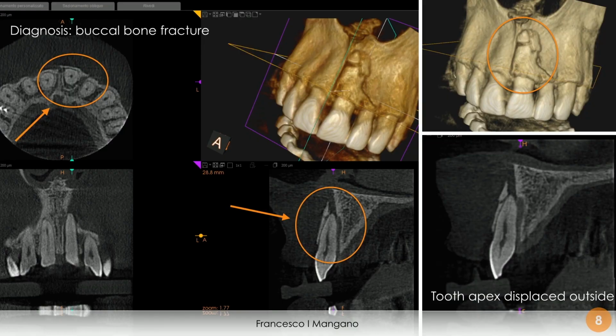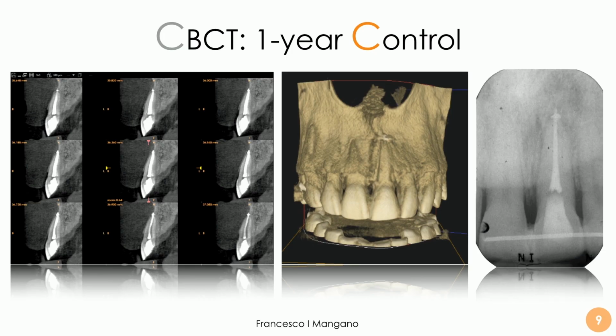But if we look at the cone-beam computed tomography, we see very well that we had a fracture. In fact, there was a fight in the disco. After the fight, this is the situation, because there was a traumatic bone and a traumatized bone, and the situation is pretty clear. We need to immediately stabilize the tooth in order to preserve the bone as much as possible, because the tooth apex is displaced outside the socket.